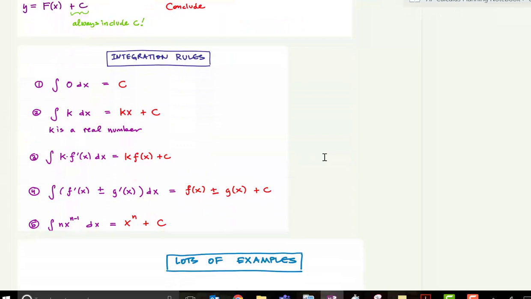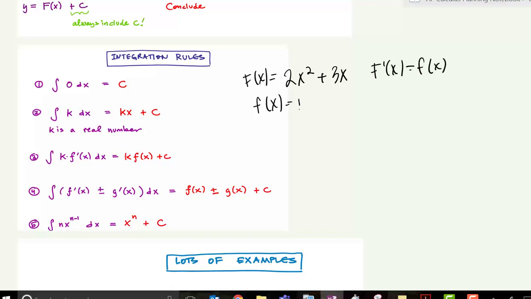Some integration rules: the integral of 0 is c, and it's really important to remember that integration and derivatives work backwards. So for example, if I had 2x squared plus 3x, let's call this f of x. Then f prime of x would be 4x plus 3. So we have gotten really good at going this direction, but today we're going to go the opposite direction.